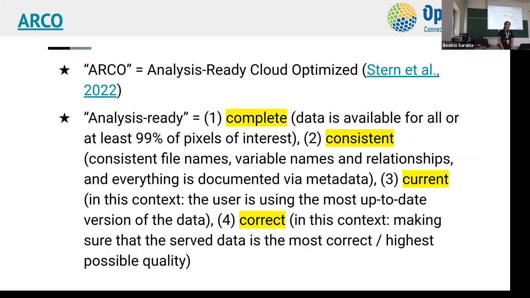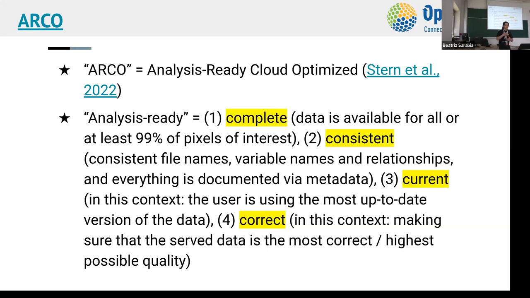Based on two ideas, analysis ready data and cloud optimized GeoTIFF, we boom them together, and a new acronym pops up called ARCO. ARCO stands for analysis ready cloud optimized. It's a paper from Stern published in 2022, which elaborates how ARCO really helps research, because it should be complete, consistent, current, and correct.